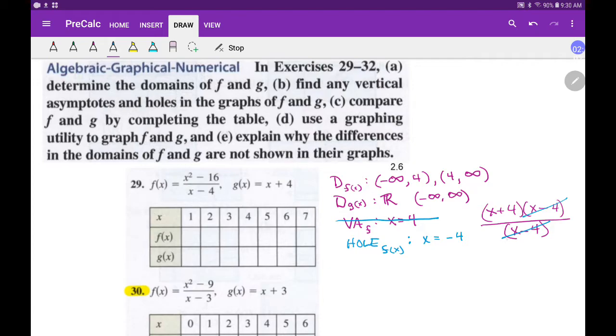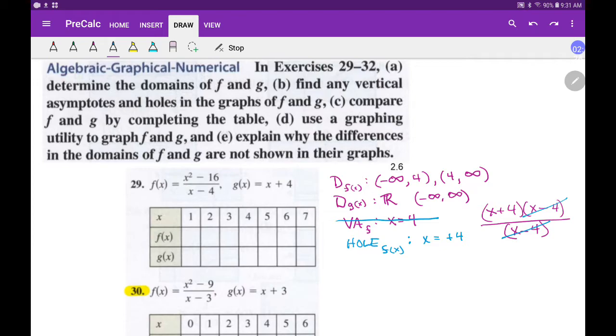Because positive 4, sorry. Positive 4. Because I can cancel that situation out. So since I can cancel it out, that means it's not a vertical asymptote, it's just a hole. And in regards to part E, the difference is not shown in the graphs because technology has a little trouble.